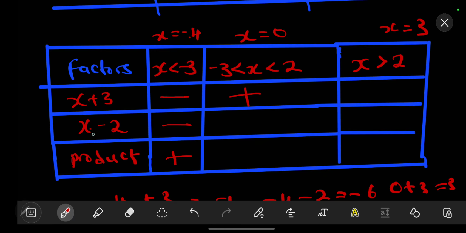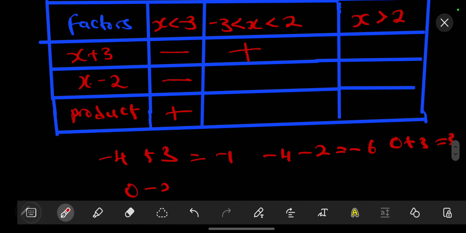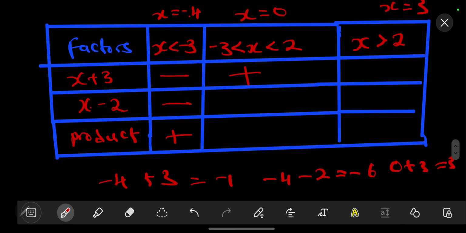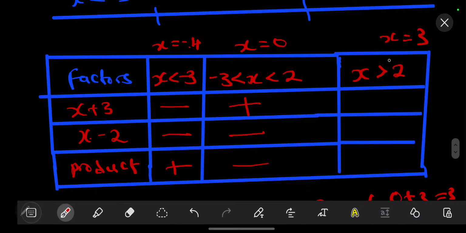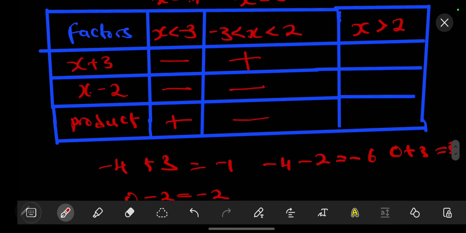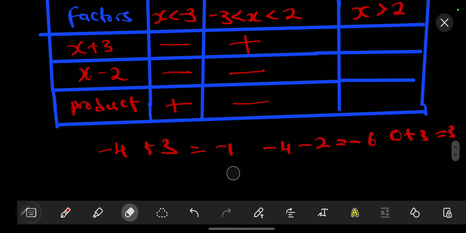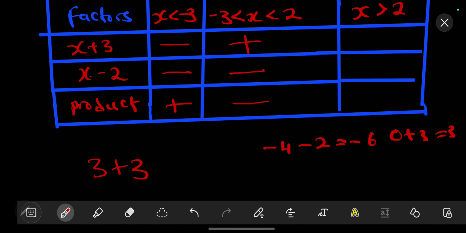If we get this 0 and put it here, we are going to have a 0 minus 2, which is equal to negative 2. In this case, it will just be negative there. Then positive times negative, we are going to have a negative like that. Last but not the least, we have our x is equal to 3. Then we are going to have our 3 plus our 3 like that.